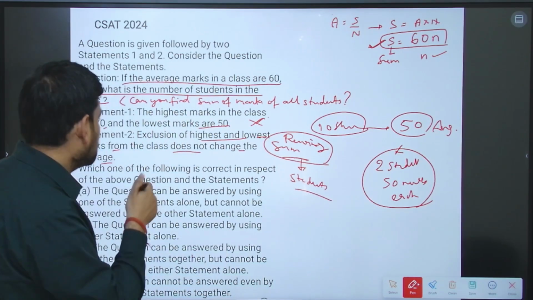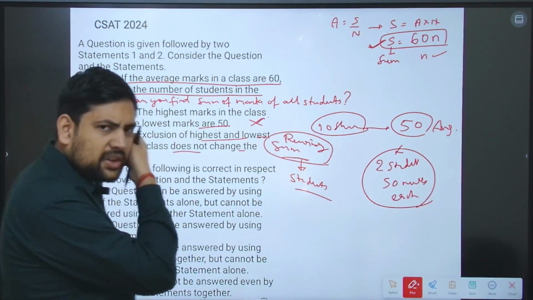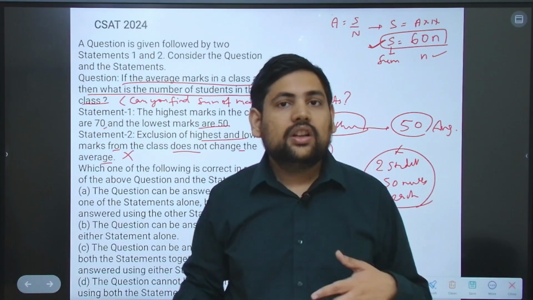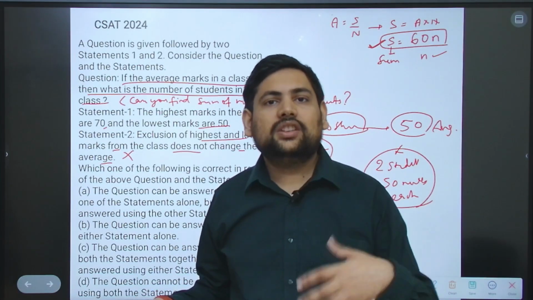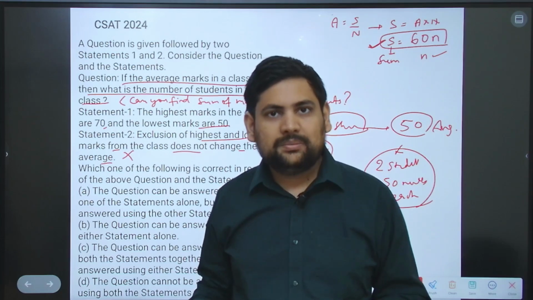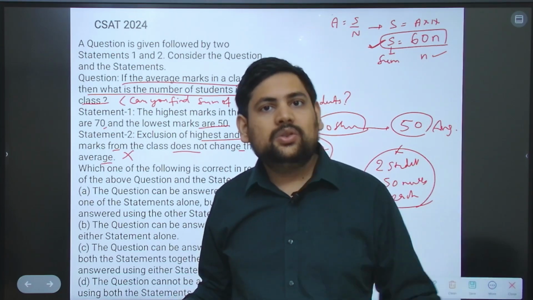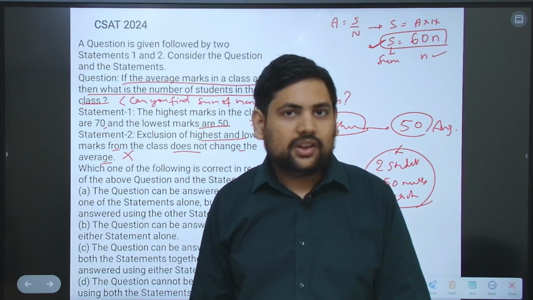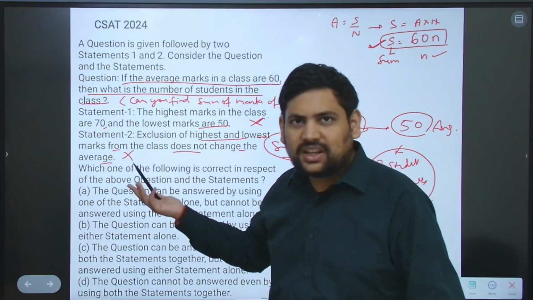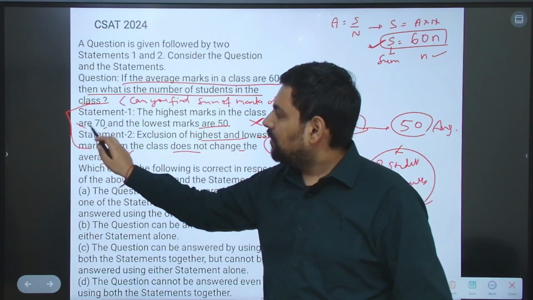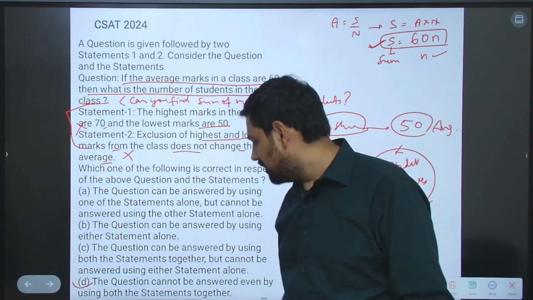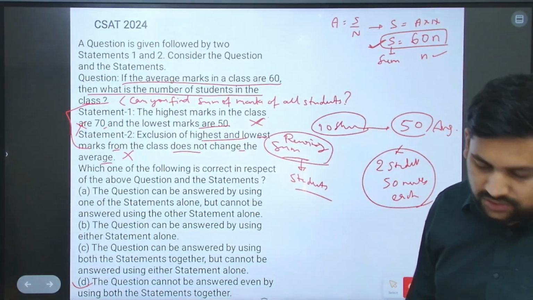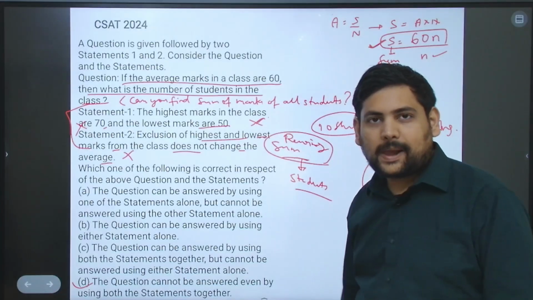Okay, so this is also definitely not enough. Even if you include them both, it won't be enough. Because you don't know if this is a 40 people class or any number of people's class, and I don't know the marks of all these students, I won't be able to find the sum. So this is not possible. Just by highest and lowest, nothing will work. Both of them together also is not enough. Answer becomes D: cannot be answered even by using both the statements.